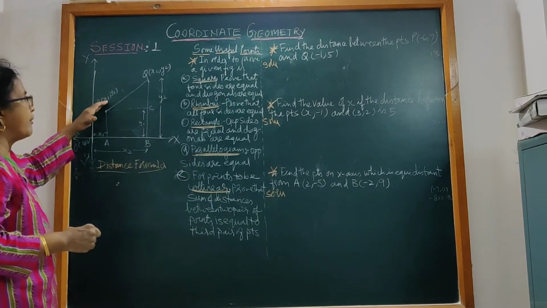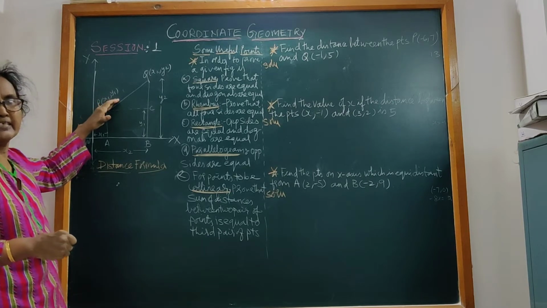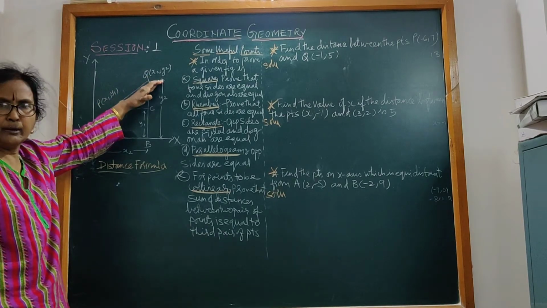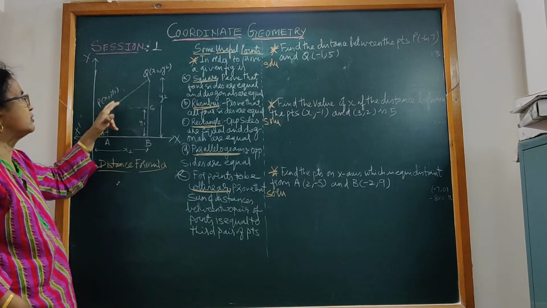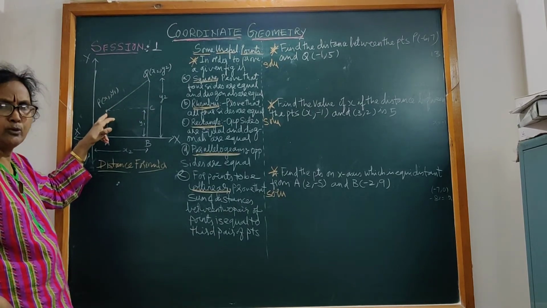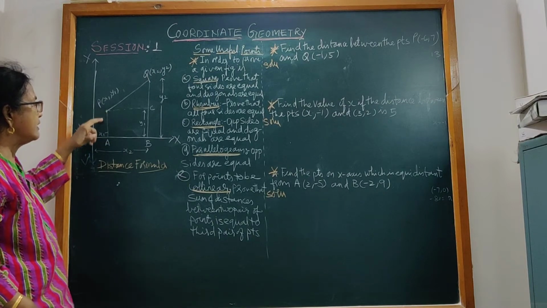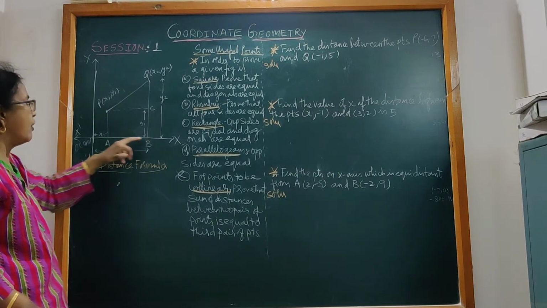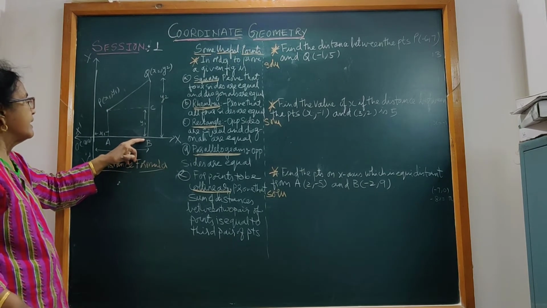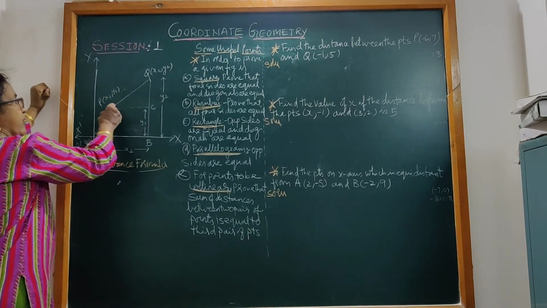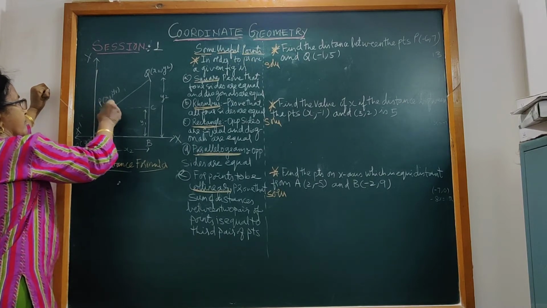Now, I am taking a point P whose coordinates are x1, y1 and the point Q whose coordinates are x2, y2. I want to find the distance between this point P and Q. So, draw the perpendicular PA on the x-axis, QB on the y-axis. Now in the same way I am drawing this perpendicular on the y-axis.